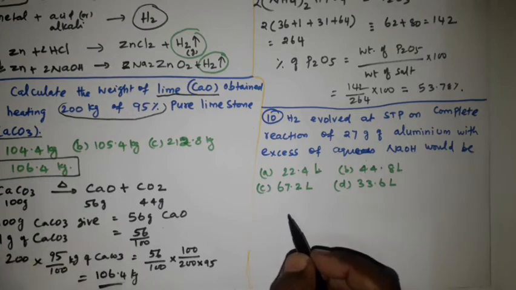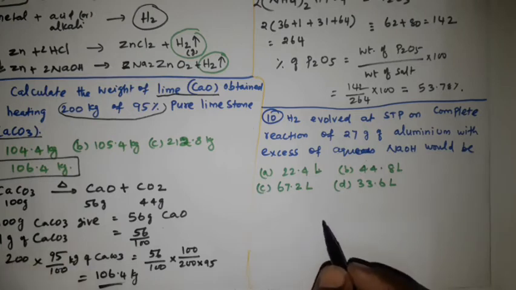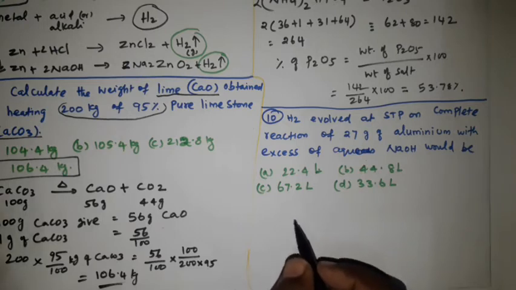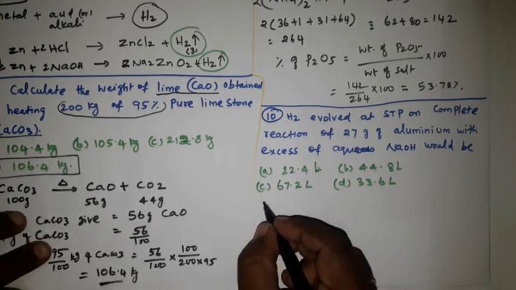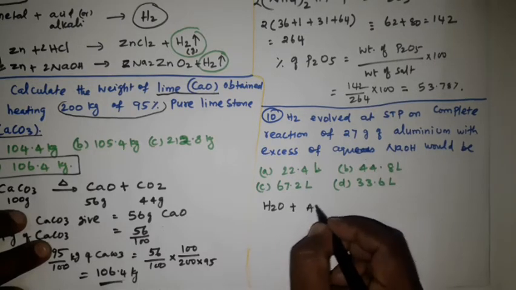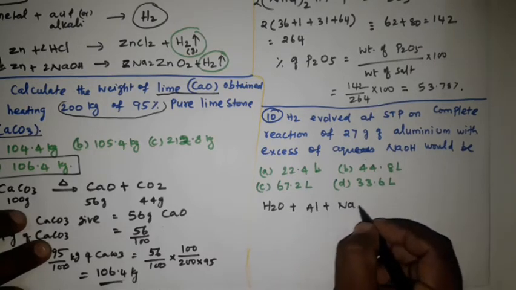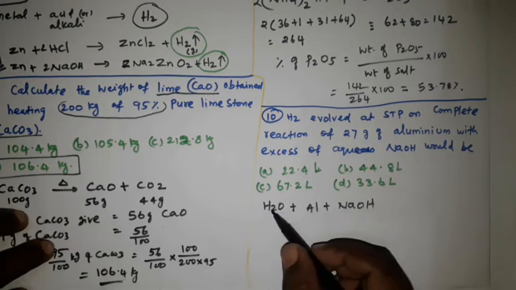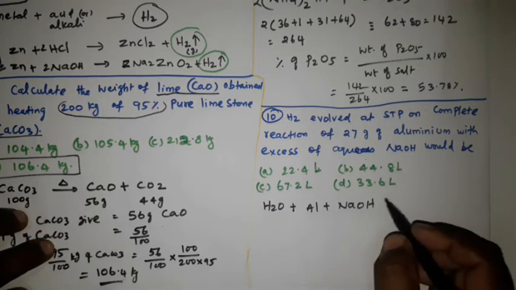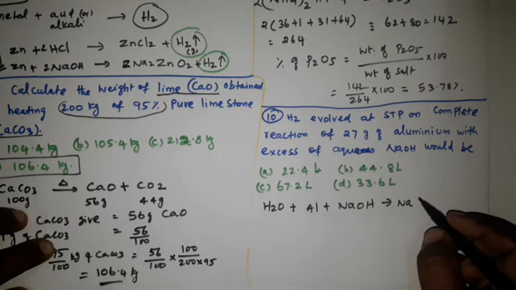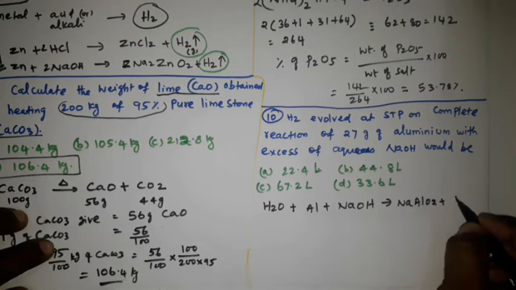So the reaction is H2O plus Al plus NaOH. See here, aluminum is reacting with aqueous NaOH. Aqueous means water is added with NaOH. We are getting NaAlO2, that is sodium aluminate, plus hydrogen.